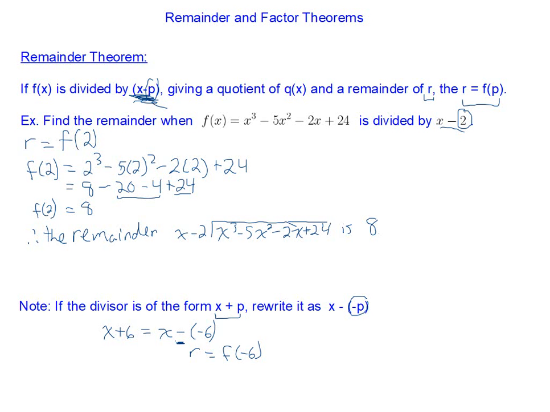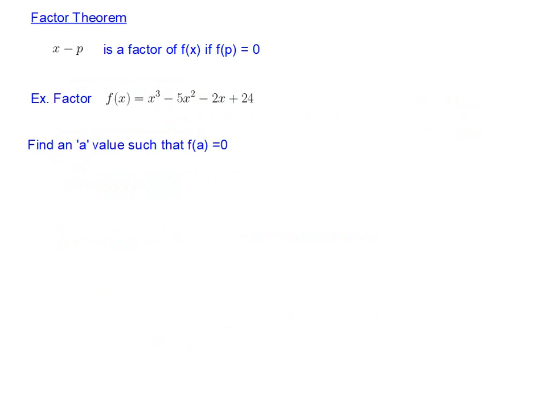All right, so we can find the remainder pretty easily, but what's the big deal? What's the point? Why would anybody want to know the remainder? I guess the biggest reason is to know if something is evenly divisible. If something is evenly divisible, the remainder should be 0. So x minus p is a factor of f at x if f at p equals 0. So if we can find a number p such that f at p equals 0, then we know that x minus p is a factor.